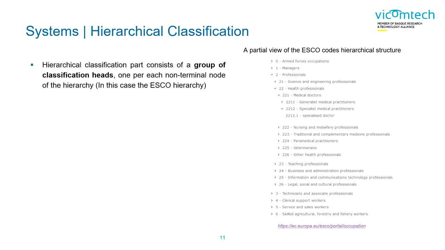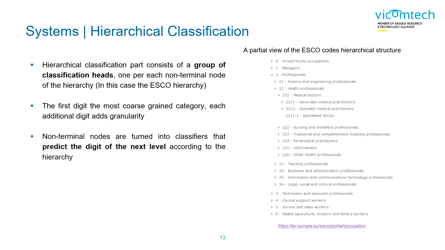The hierarchical classification is a bunch of classification heads, 1 per each non-terminal node. In the ESCO ontology, the first digit is the most coarse-grained category. Each following digit adds a more fine-grained definition. So the key difference with a flat classifier is that we build a tree of classifiers, level by level. Each node of the tree has a limited number of children nodes.